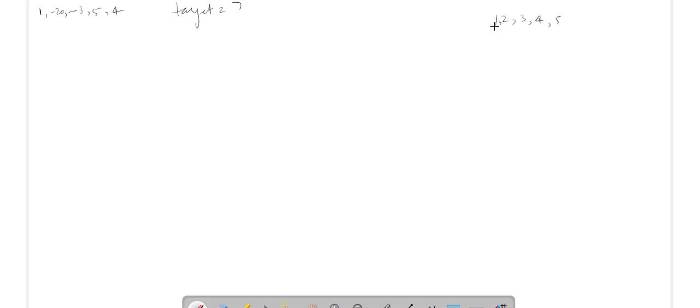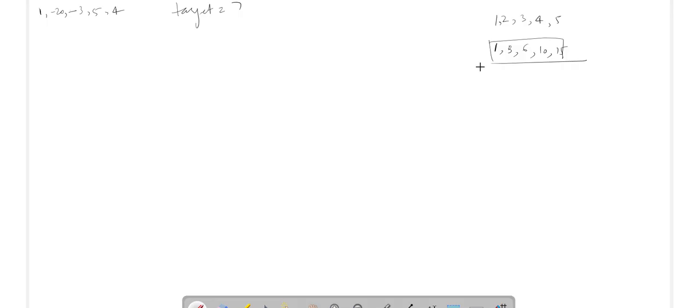Okay, so the cumulative sum up to this point would be 1. Then the cumulative sum up to this point would be the sum of all the numbers starting from 0 to this point. That would be 3, right? And then the cumulative sum up to this point would be 3 plus 3, 6. Then here would be 10, and then 15, right? Now this is the property of the prefix sum.